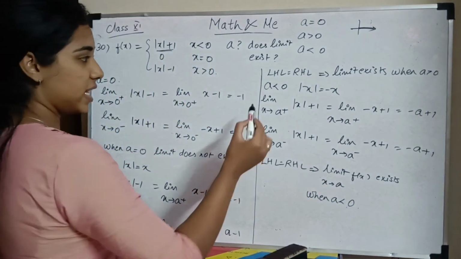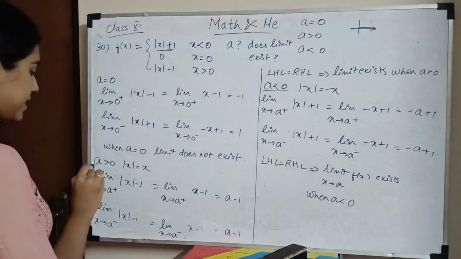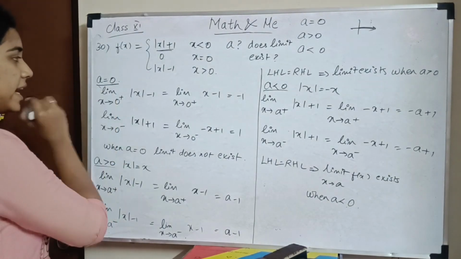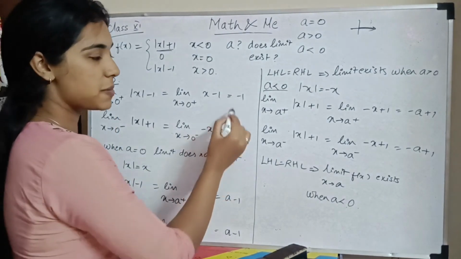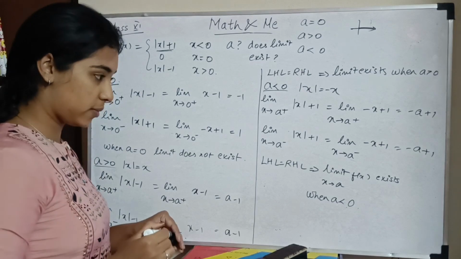Okay. So basically a less than 0 case ko, a greater than 0 case ko limit exists. A equal to 0 la limit does not exist because left hand limit and right hand limit are not equal. Okay.